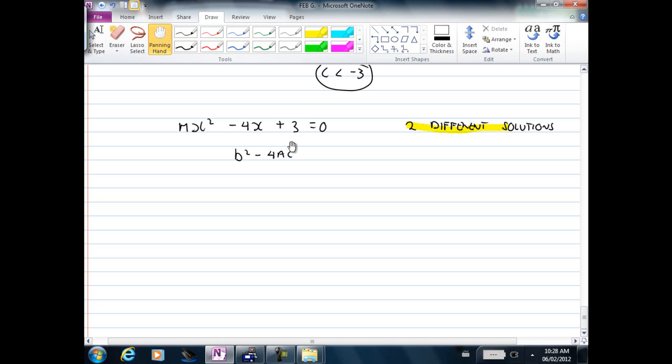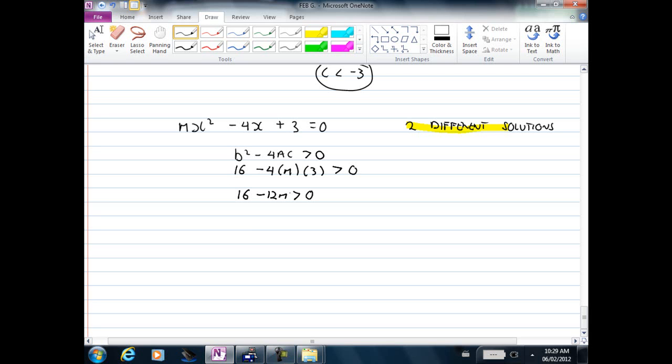Crystal, what goes after b squared minus 4ac? Oh, no, not equal to 0, because I wanted two different solutions. So therefore, it has to be greater than 0. Now, we're just going to plug it in. Keep it simple. 16 minus 4 times m times 3 greater than 0. 16 minus 12m. I'm going to guarantee some of you will make mistakes here. Solve for m.